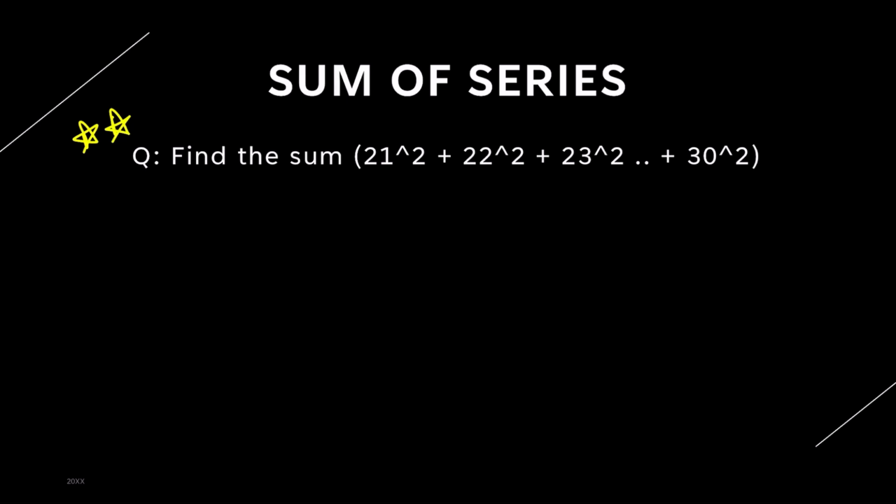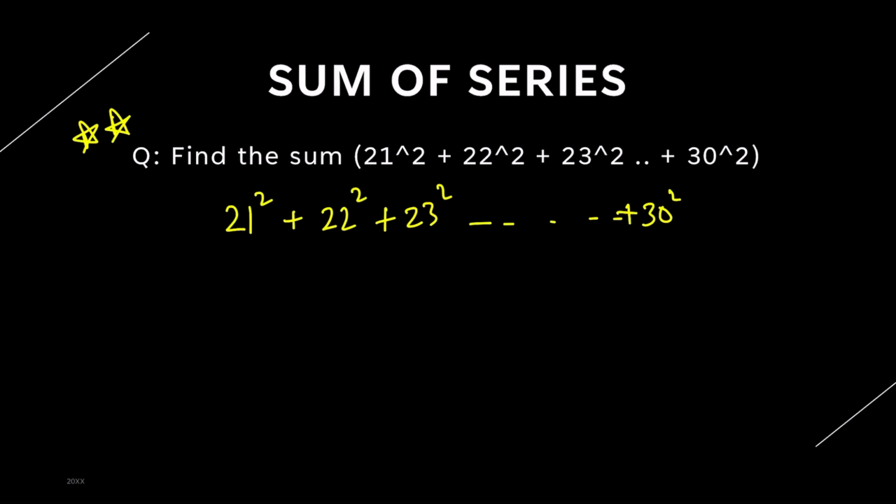And if you're not able to, you can come back and check the solution after this, right? Now they are asking you, what is the sum of this series? 21 square, 22 square, 23 square, up to 30 square. Now, how can you calculate this? See, this is not the sum of first n natural numbers, so you cannot simply use that formula directly, right?